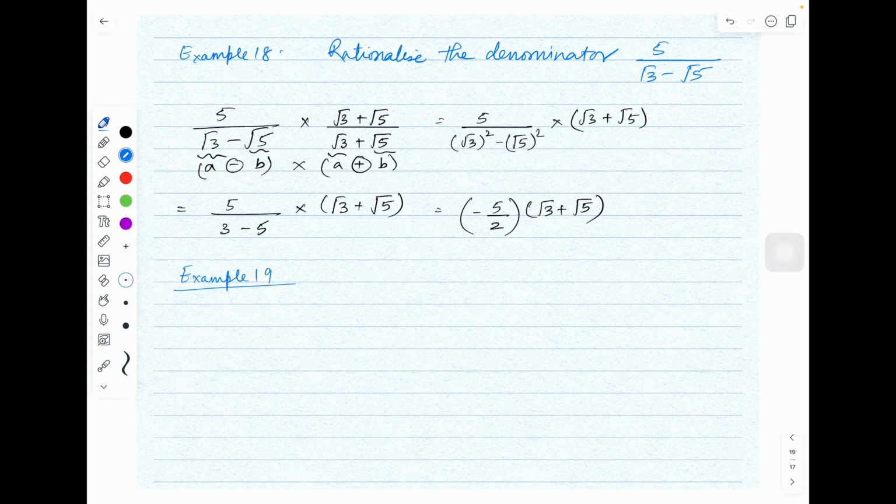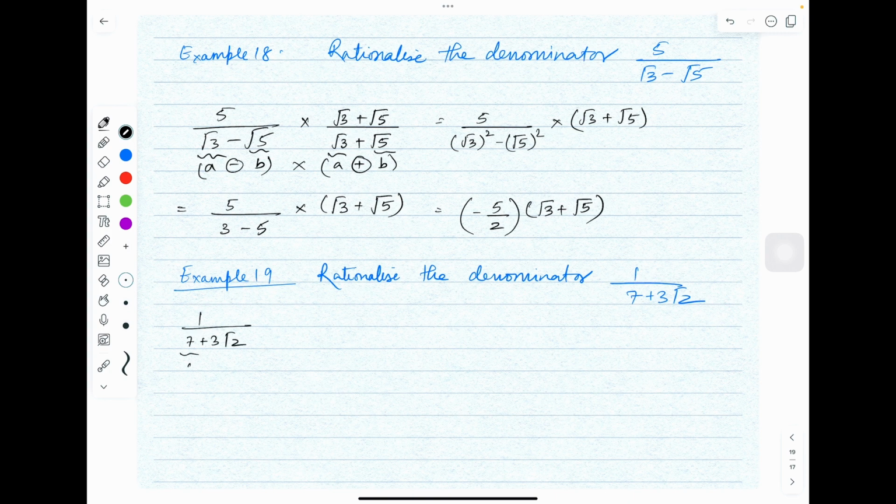Example 19. Understood how you are getting the value? Similar, same rationalization concept. Rationalize the denominator 1 by 7 plus 3 root 2. A plus b is there, so you have to multiply it with a minus b. So a is 7, minus, b is 3 root 2. Since you have multiplied at the denominator, you have to multiply at the numerator also.